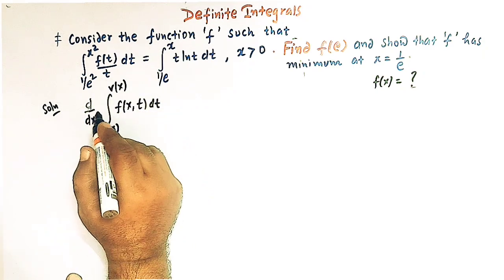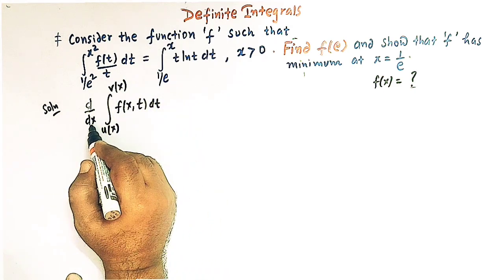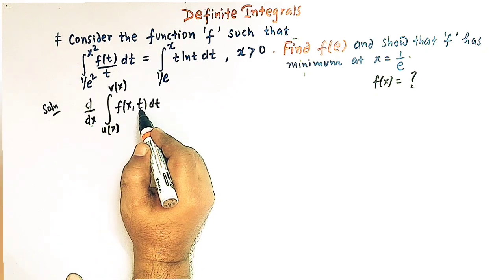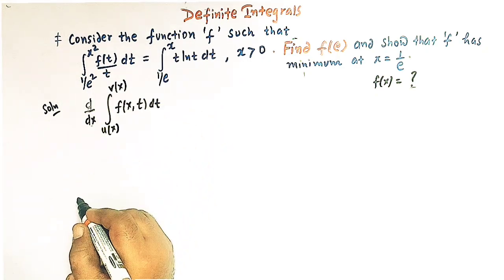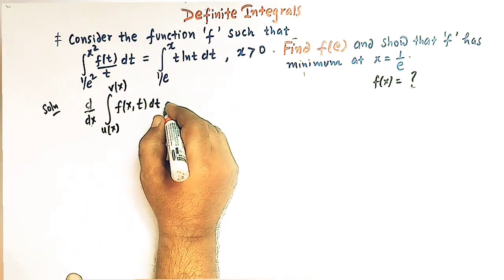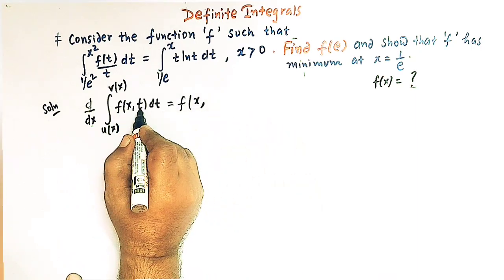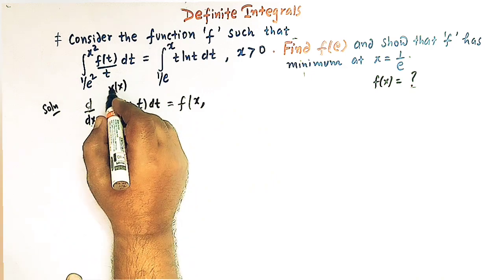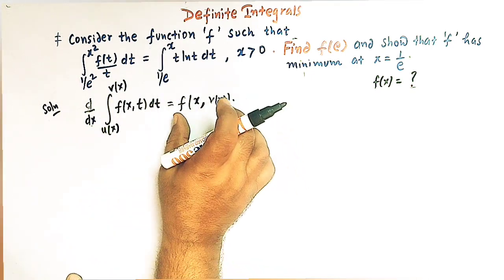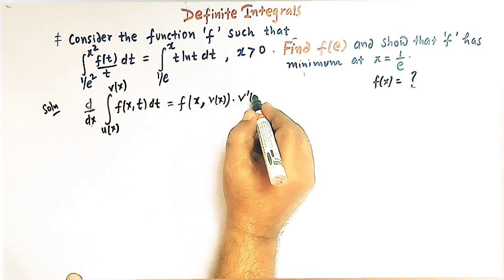So Leibniz integral rule says that if we wish to differentiate this integral with respect to x, when we have the integrand f of x comma t and the limits of integration are functions of x, then the derivative of this integral is given by f of x comma, first we replace this t by the upper limit. So here we have v of x, and then we multiply this term with the derivative of v of x, that is v prime of x.